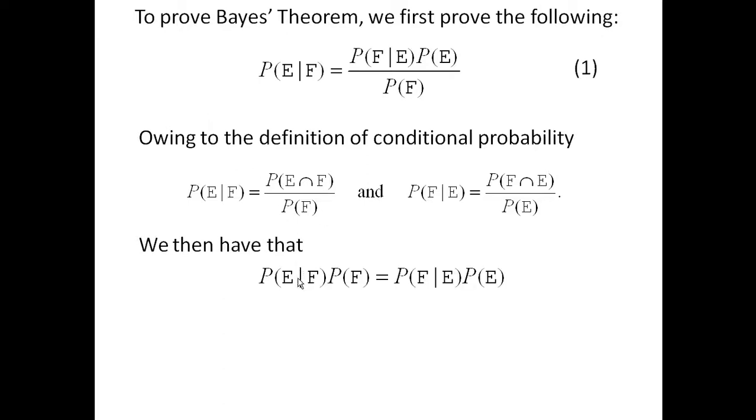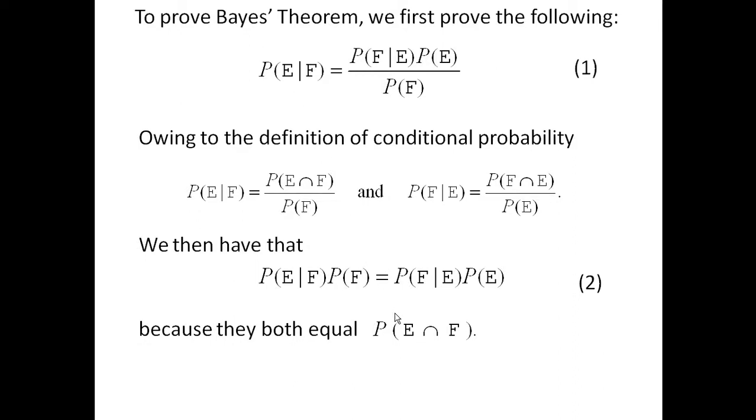We then have that the probability of E given F times the probability of F equals the probability of F given E times the probability of E. Why do we have that? Well, if we multiply both sides of the first equality by the probability of F, we get the probability of E intersect F equals this. If we multiply both sides of the second equality by the probability of E, we get the probability of F intersect E equals this product. Since these are the same, because set intersection is a commutative operation, this quantity times this quantity equals this quantity times this quantity, and that's exactly what we say here.